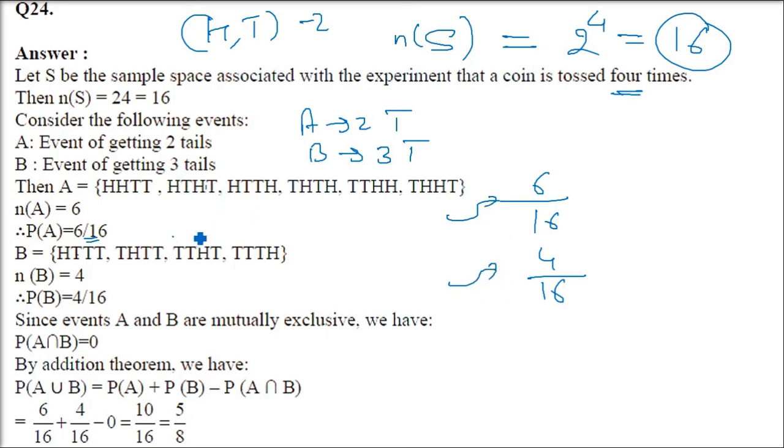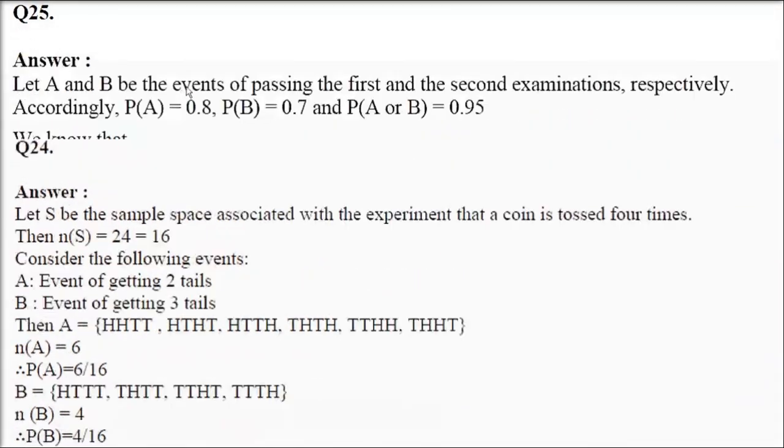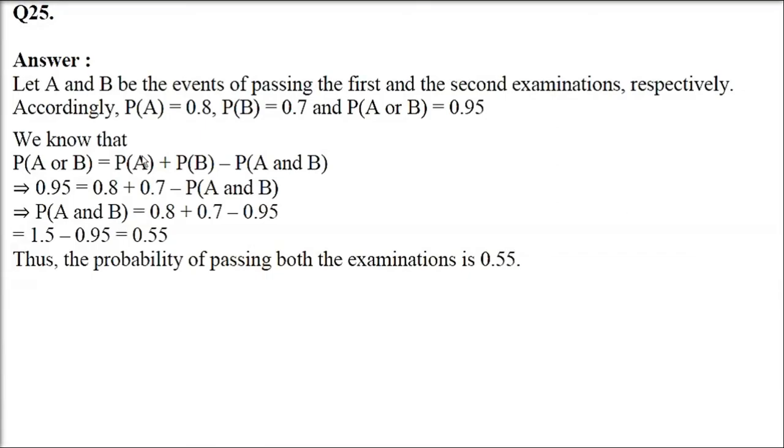Now we have to find out A intersection B. Now you see these 2 sets. Do you find anything common? A intersection B, nothing. You are not able to find anything, so it's basically 0. There is nothing common. So P(A) plus P(B) minus P(A intersection B), which is 0. So P(A) and P(B) you have to find out. Just write it, 5 by 8 will come. Just add them.